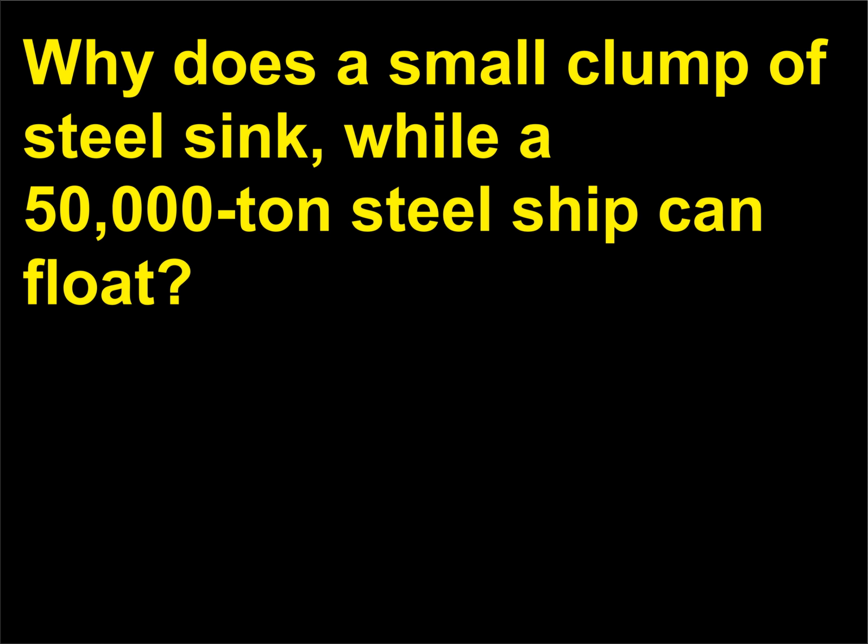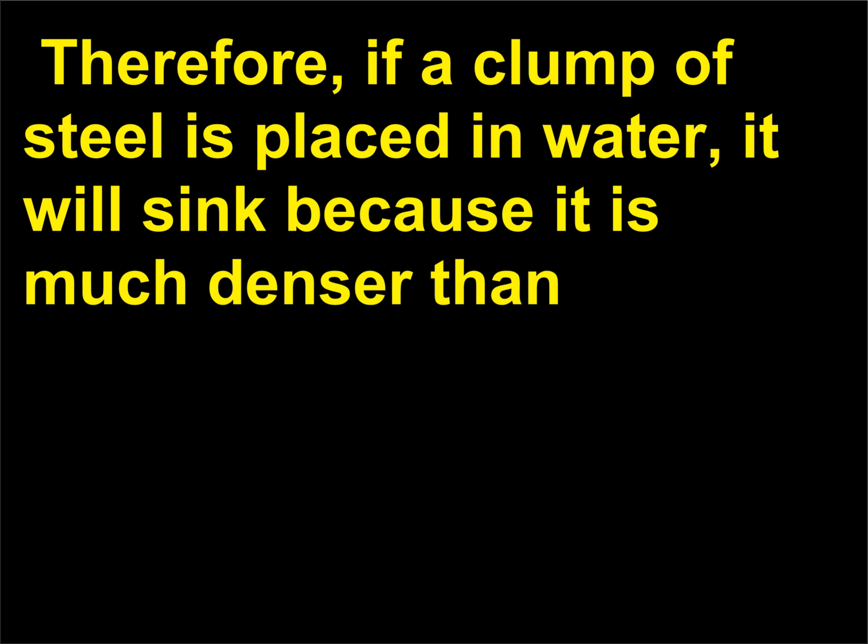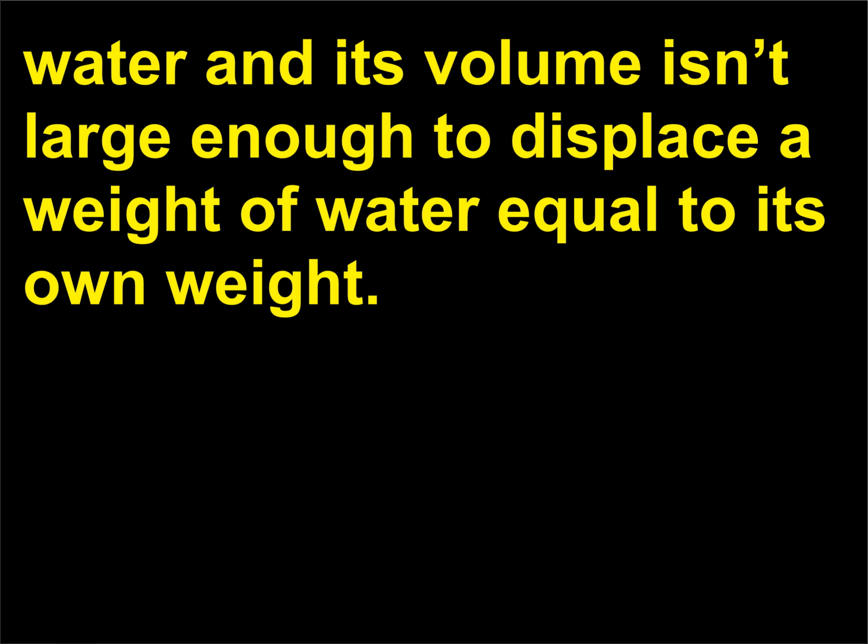Why does a small clump of steel sink, while a 50,000 ton steel ship can float? In order to remain afloat, a ship needs to displace an amount of fluid equal to its own weight. Therefore, if a clump of steel is placed in water, it will sink because it is much denser than water and its volume isn't large enough to displace a weight of water equal to its own weight.